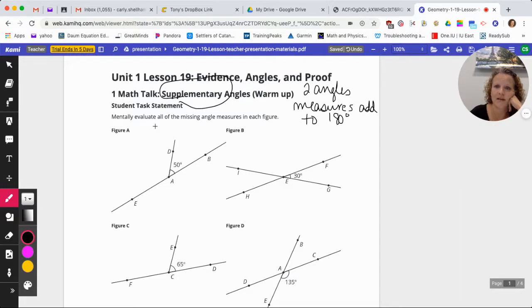So if we mentally evaluate all the missing angle measures in each figure, that means we're not supposed to use a calculator, which can be challenging sometimes. So if I have 50 degrees, this one would be 130 degrees, because you add those together and you get 180. If this is 30, a straight line is 180 also. You should probably remember that. A straight line. So this would be 150. And if this is 150, I have a straight line right here, so that would be 30. And I have a straight line right here, so this would be 150.